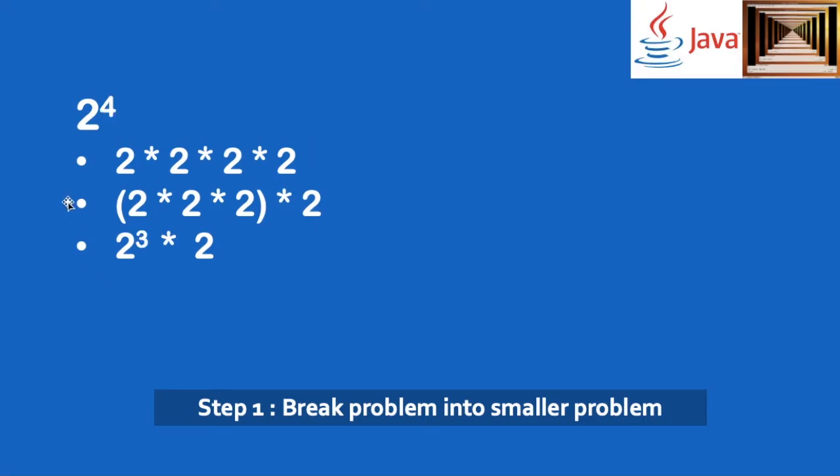Let's look at another example. Let's see 2 to the power 4. So that is 2 into 2 into 2 into 2. So that can be written in this manner, 2 into 2 into 2 multiplied by 2, which is 2 to the power 3 into 2. So we have been able to break this problem in these two examples into a smaller problem.